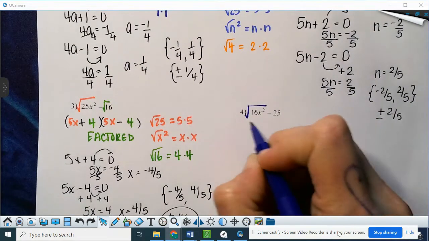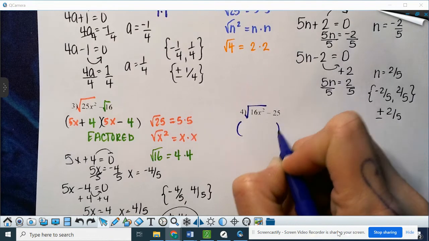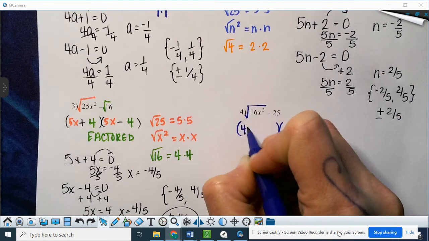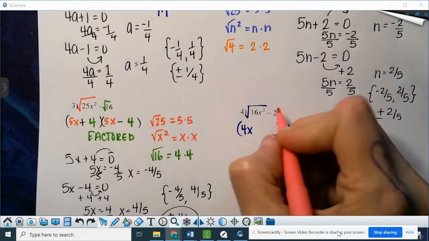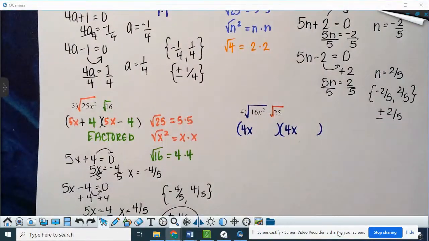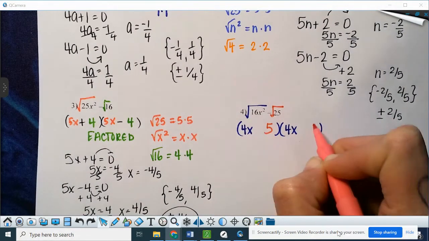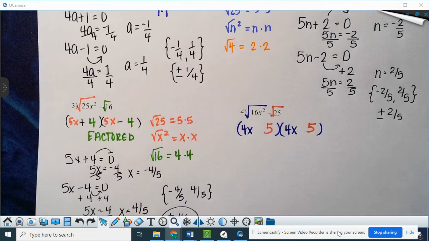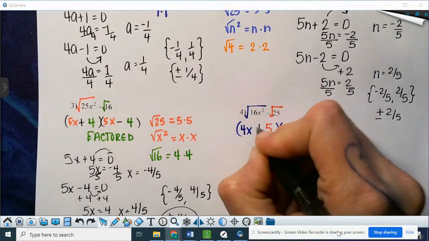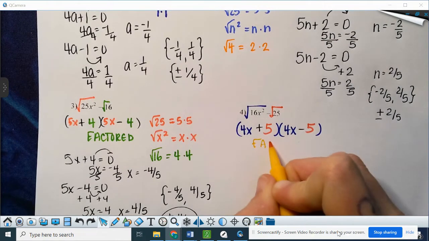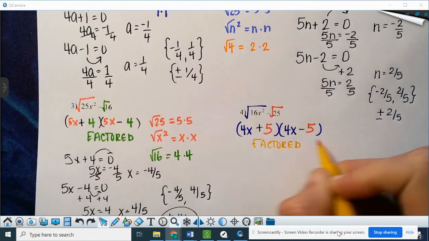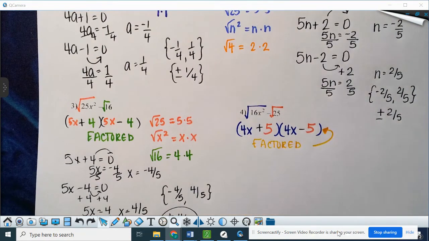First one, 16x squared minus 25. 4 and 4 for 16. X and x for x squared. Do the same thing for 25 that we've been doing. So square root, what times itself gives me 25? That's going to be that 5 and that 5. It's the difference of squares, so we're going to do a plus and a minus. So again, this is factored. We have now factored it. From here, we want to practice solving. So these are our factors, or it has factored completely.